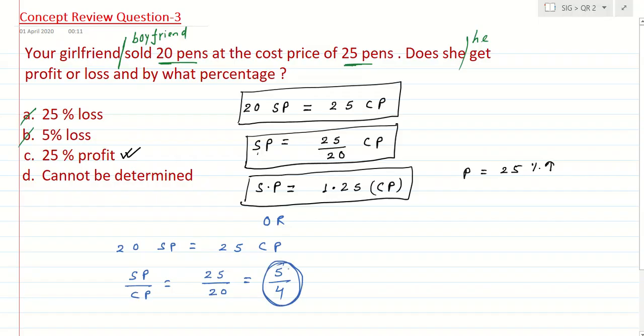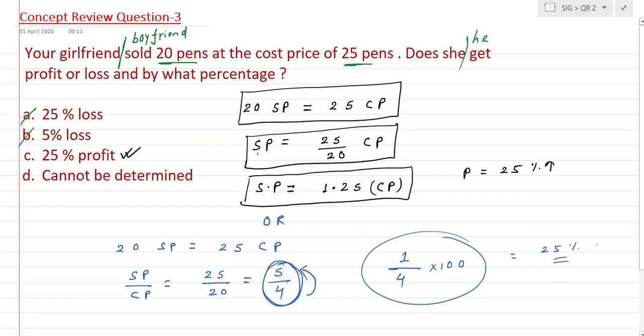SP is 5 parts. CP is 4 parts. So how many parts increment? 1 part increment from CP to SP, which means from the original to the final. What is the difference? 1. What is the original? 4, into 100. That is 25%.